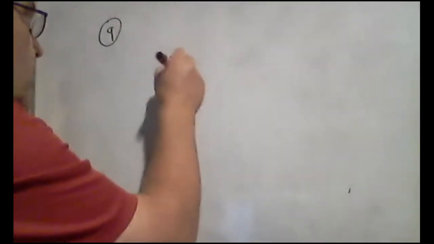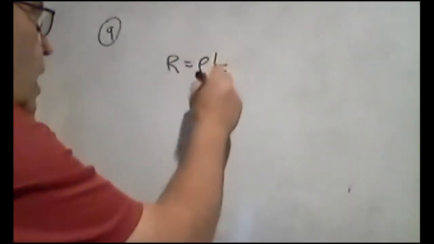Number 9, I kind of answered for you already. I told you about R equals rho L over A. So essentially, question number 9, at the bottom of page 4, is: is it possible to decrease the resistance of the wire without changing the material it's made of? Yeah, you can change the geometry. I want to decrease the resistance, and the resistance is rho L over A.